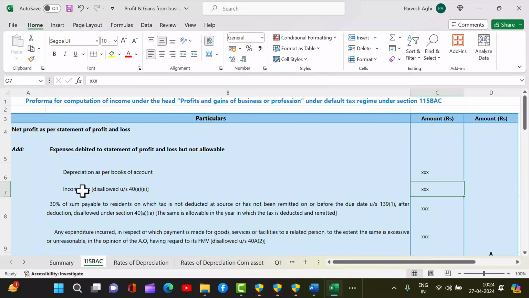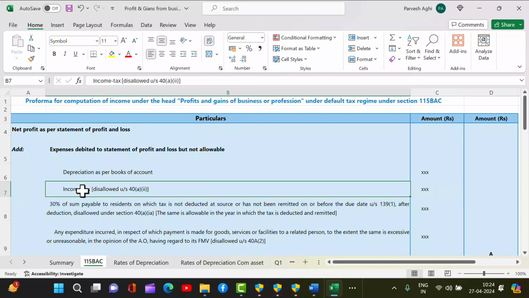Fine. So income tax is not an expense. If you have calculated income tax and you are going to check whether your income tax is correct or not, first you are going to add back income tax, which has been shown as an expense, and then recalculate income tax as per the income tax rules. So income tax is not an expense. That's why we are adding it back.